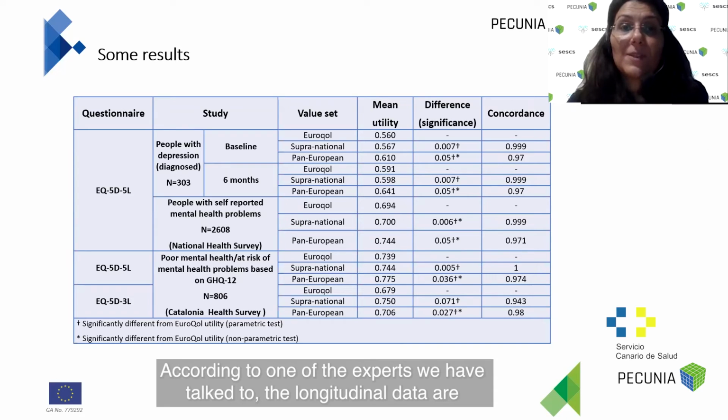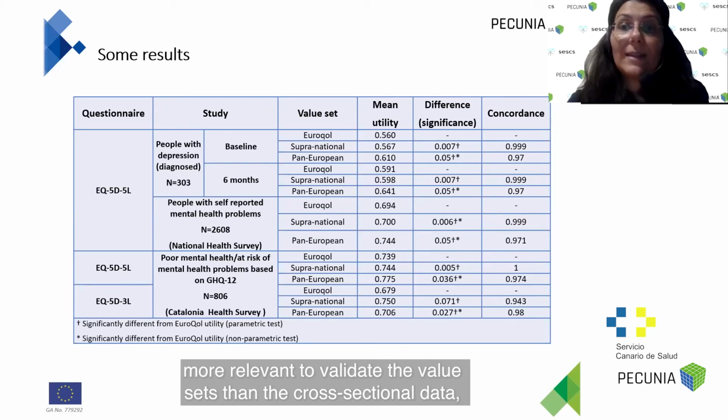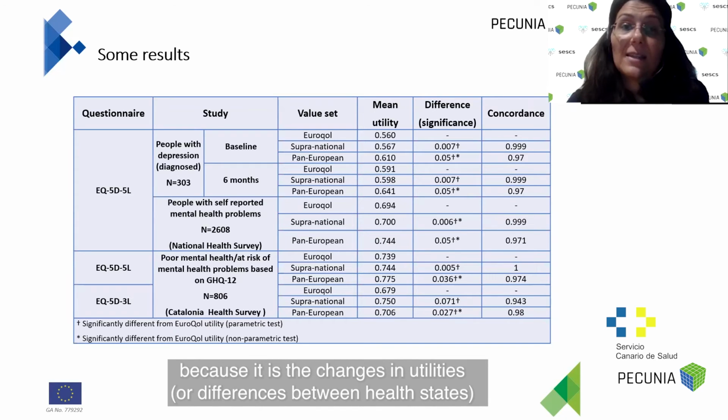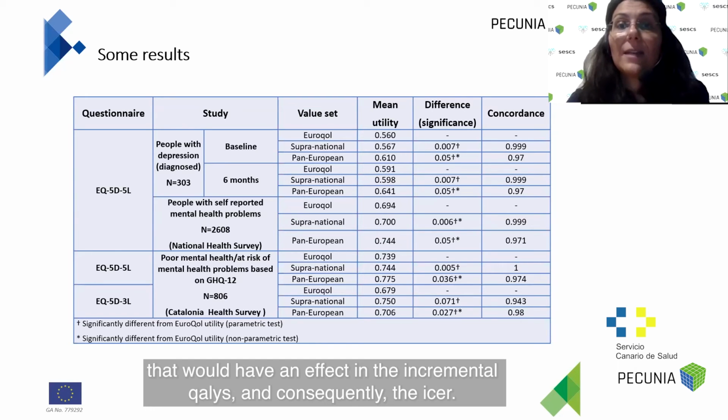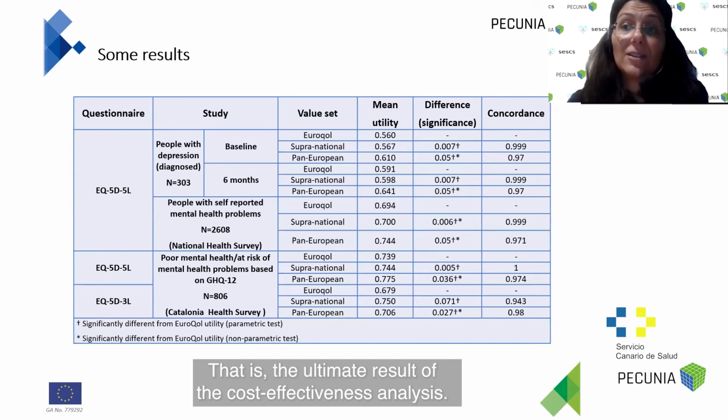According to one of the experts we have talked to, the longitudinal data are more relevant to validate the value sets than the cross-sectional data, because it is the changes in utilities or differences between health states that would have an effect in the incremental QALYs and consequently the ICER, that is the ultimate result of the cost-effectiveness analysis.